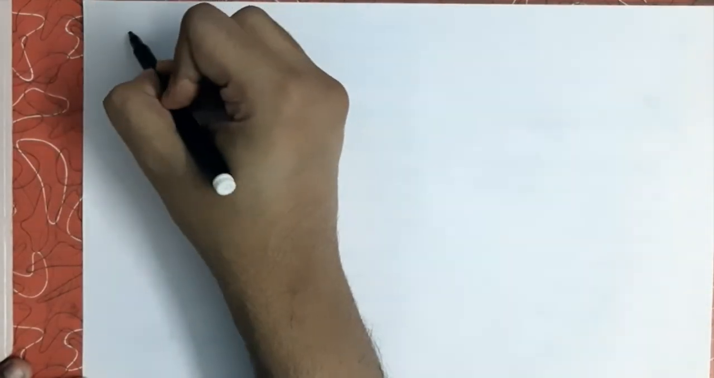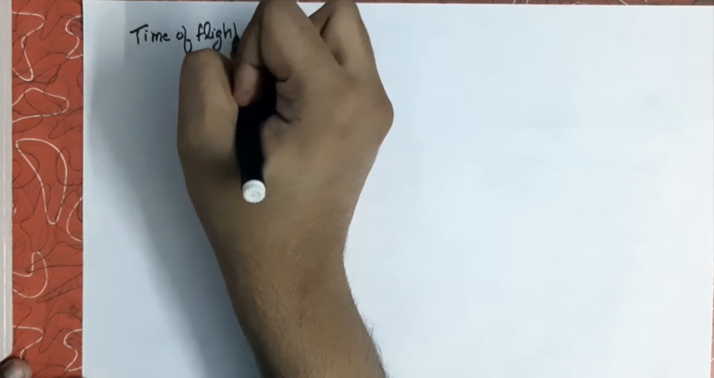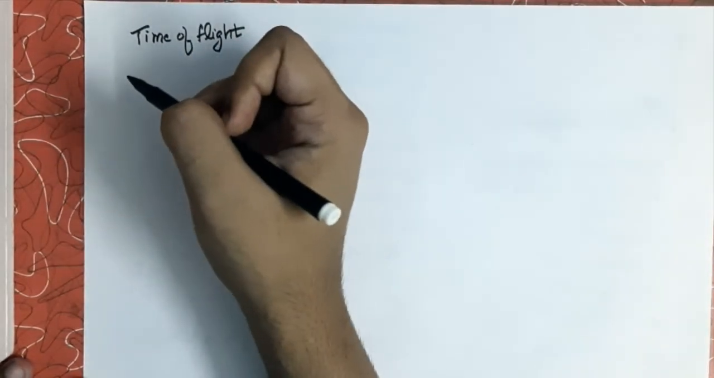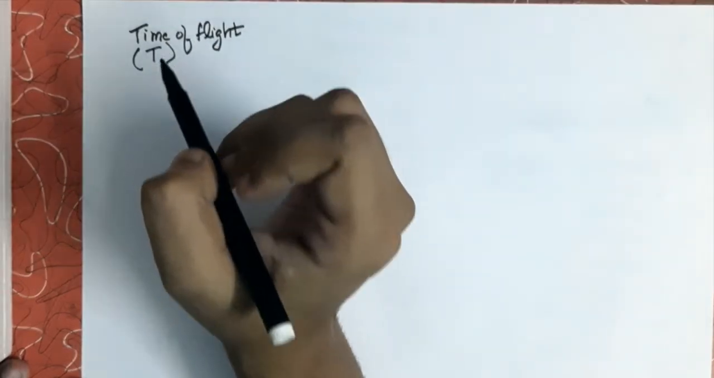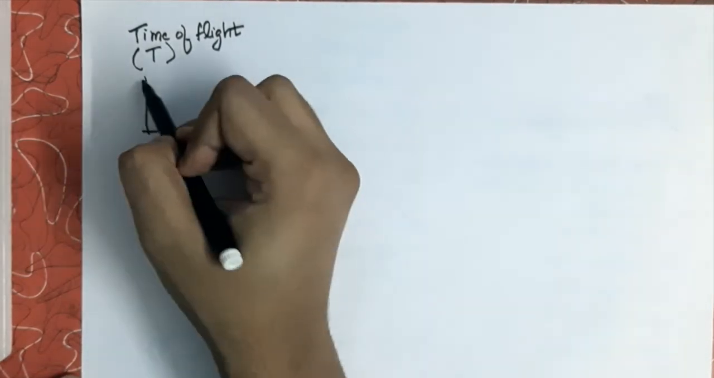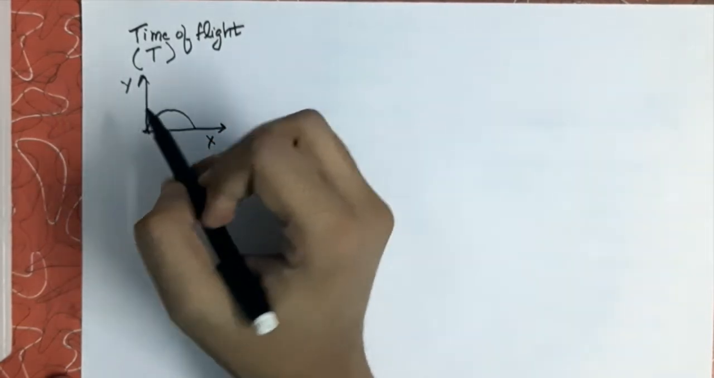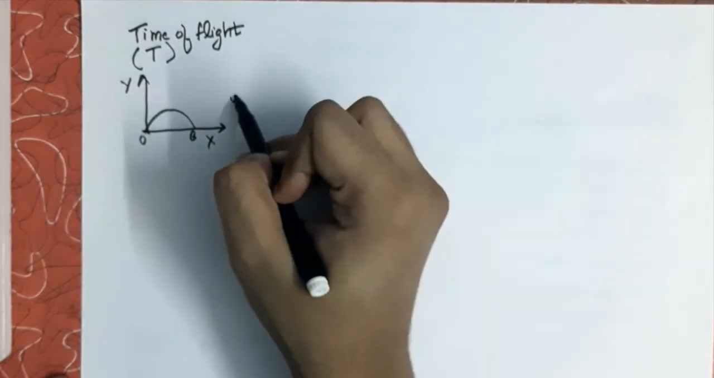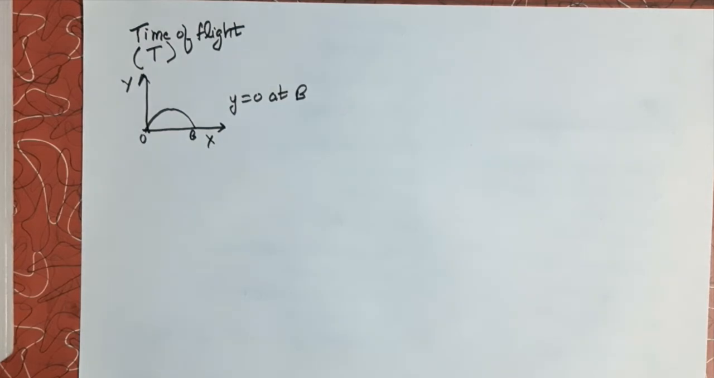Now let's look at what the time of flight will be. We need to find the time of flight. It is called capital T. If we look at this diagram, this is y, this is x, and this is your motion. We can see that y is 0 at B. At point B, y is equal to 0.